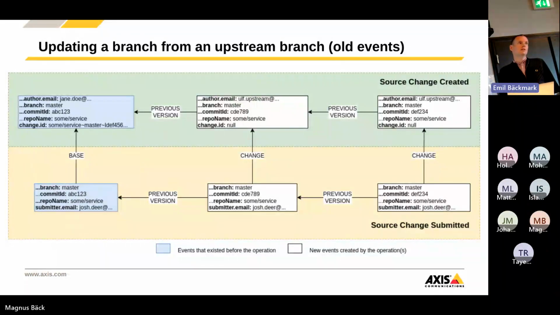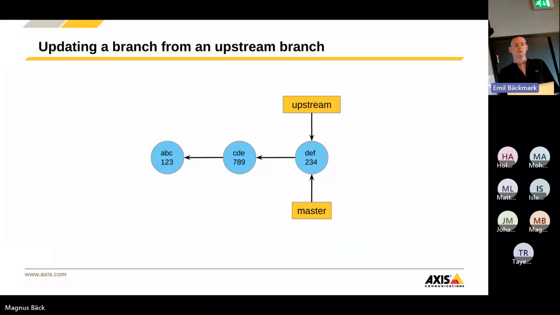But if you just update the branch, and the commit is the same and you're not requesting a new change, you're only doing a fast forward update of the branch here. So should you send a change created event at all? If you push directly to the branch without passing through a change or a pull request, no, it should be a submitted event directly instead.